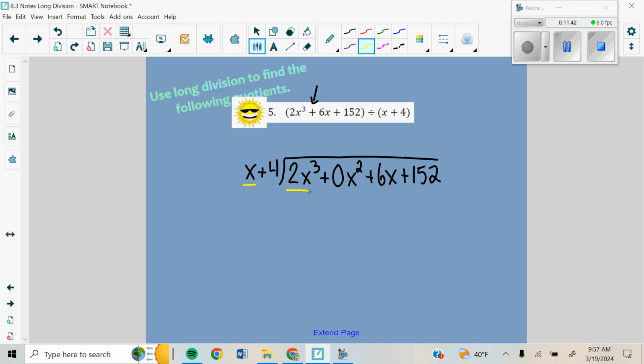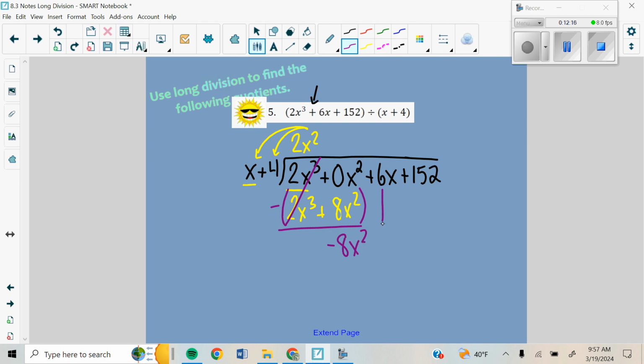I have x squared and I want 2x cubed. So I need to multiply by a 2x squared. And I'm going to distribute to both of those. And I get a 2x cubed plus 8x squared. But I need to remember I have to put that in parentheses because I am subtracting. My first terms cancel. I get 0x squared minus 8x squared, and that is going to become -8x squared.